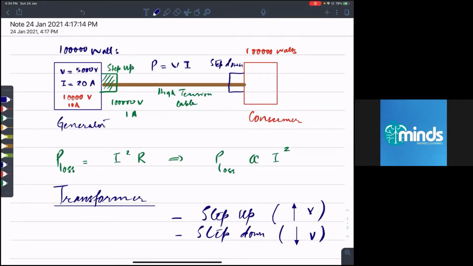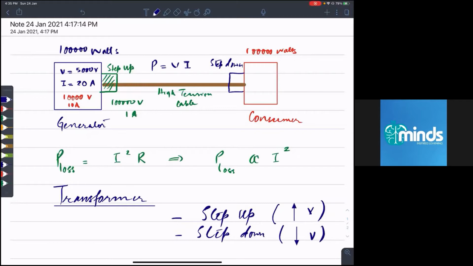Yeah, I'm a bit confused with the part about the high tension cable and the step up, which is at the generator, and the step down, which is at the consumer. And what's your confusion? This part about the voltage. Why does the step up have to be there and the step down has to be there?